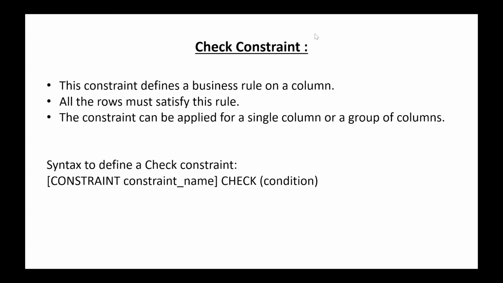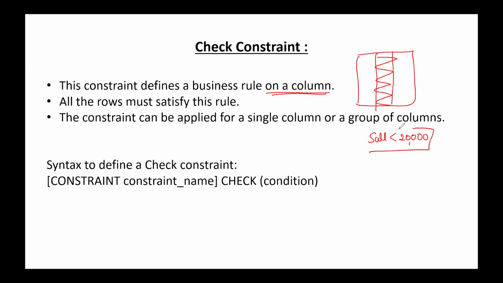Next comes your check constraint. So what is this check constraint? This constraint defines a business rule on a column. Once again, all these constraints we are applying on a column. For example, for this particular column, I want a certain rule, for example, salary cannot be less than 20,000. If I want to apply that rule, then I will apply it using a check constraint. So all the rows must satisfy this rule. Whatever I'm inserting inside the table, this particular constraint has to be checked.